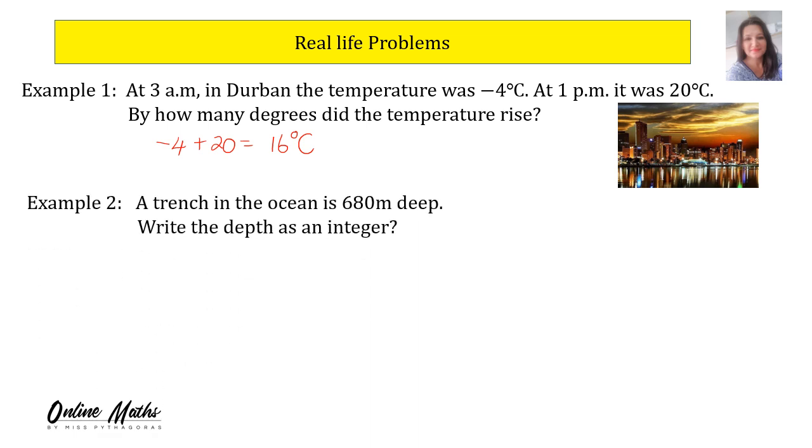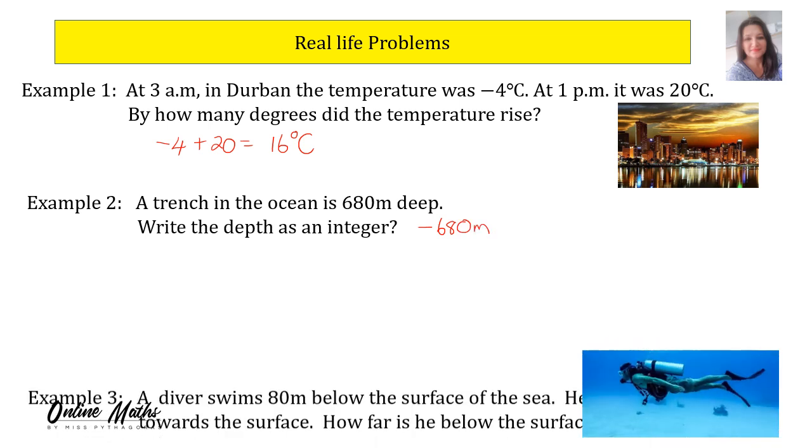Example 2. A trench in the ocean is 680 meters deep. Write the depth as an integer. Therefore, minus 680 meters.